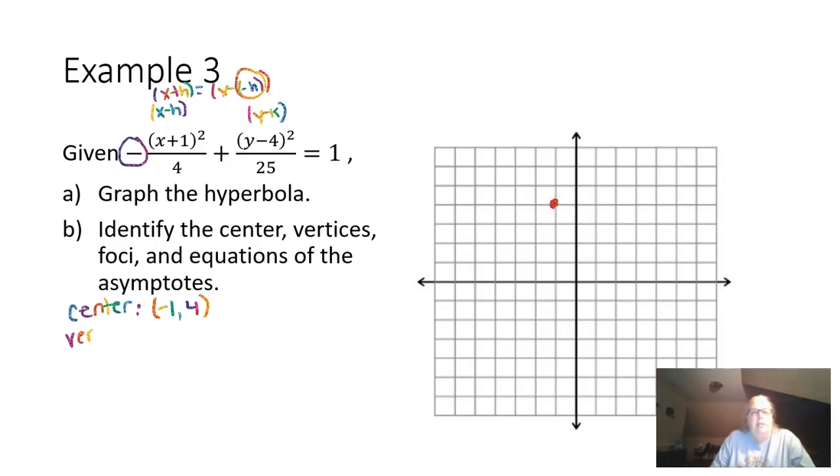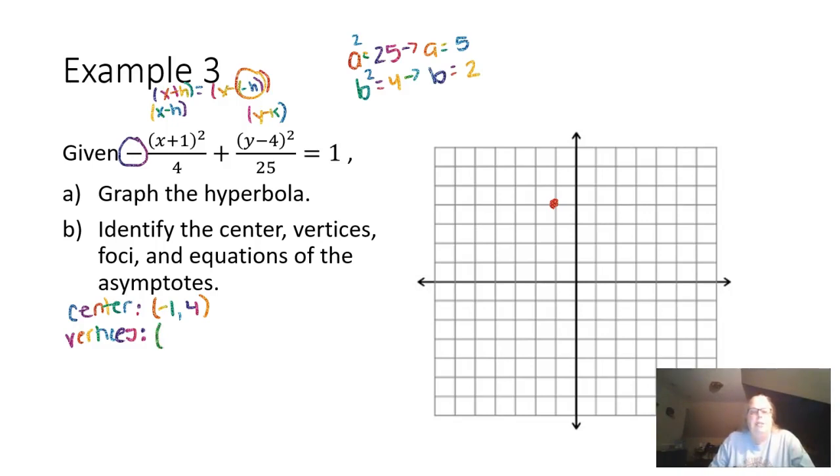All right, the vertices. The vertices are going to be located parallel to the y-axis. They're not going to be on the y-axis this time, and that's because my center is not on the y-axis. So both of my vertices are going to be located on the x equals -1 line. Okay? All right, and they can be found because we know that a squared is equal to 25, which means that a is going to be equal to 5. And b squared, we know, is equal to 4, which makes b equal to 2. I'm going to use that in just a minute.